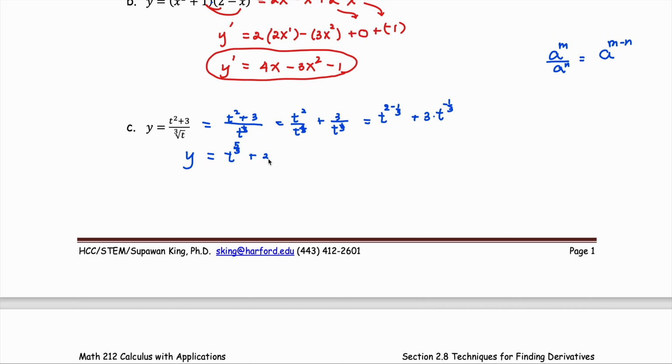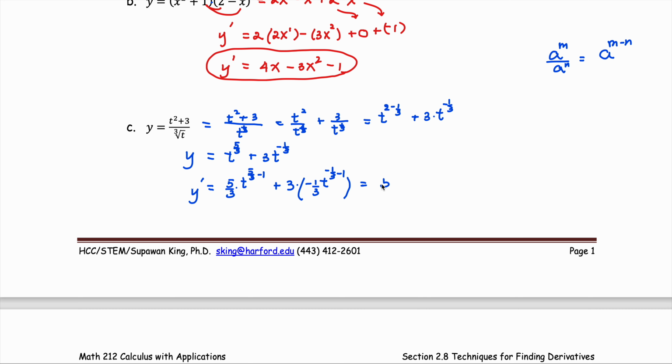And the next term is 3 times t to the negative 1/3. We have the power form, we have the constant multiplied by the power function form. So we do the derivative using the sum and difference rule. The first one, the power is 5/3, treat it as a coefficient, and then the t now, the new power is 5/3 minus 1. Added by the next term, constant multiple 3, times the derivative of t to the negative 1/3, which is negative 1/3, times t to the negative 1/3 minus 1.